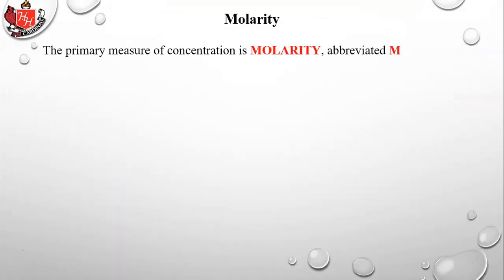The primary measure of concentration is molarity, abbreviated capital M. Probably 98% of the time we use a measure of concentration in this class, it will be molarity. Molarity is moles of solute, think of the lemonade powder, over liters of solution. That's not the water. That's the lemonade powder and the water mixed together.